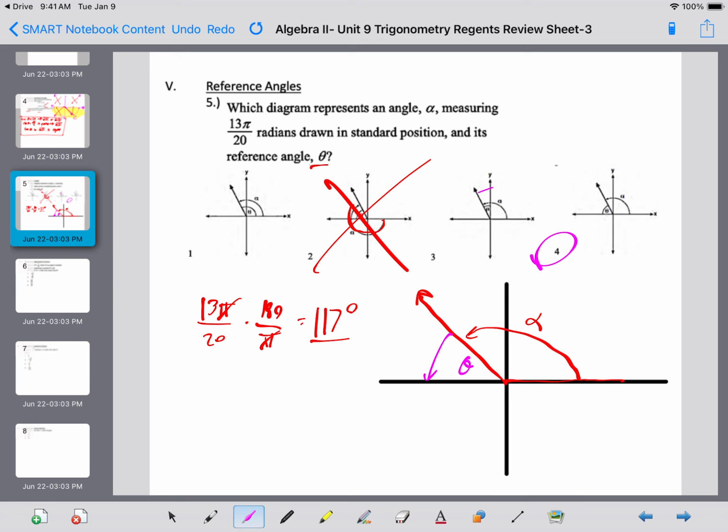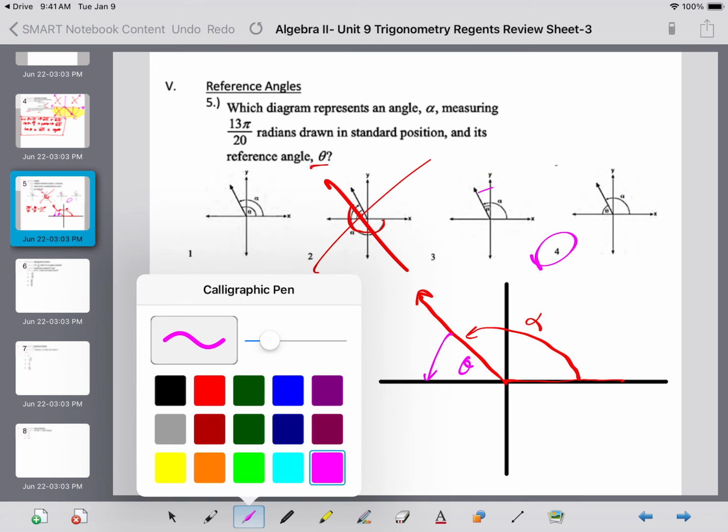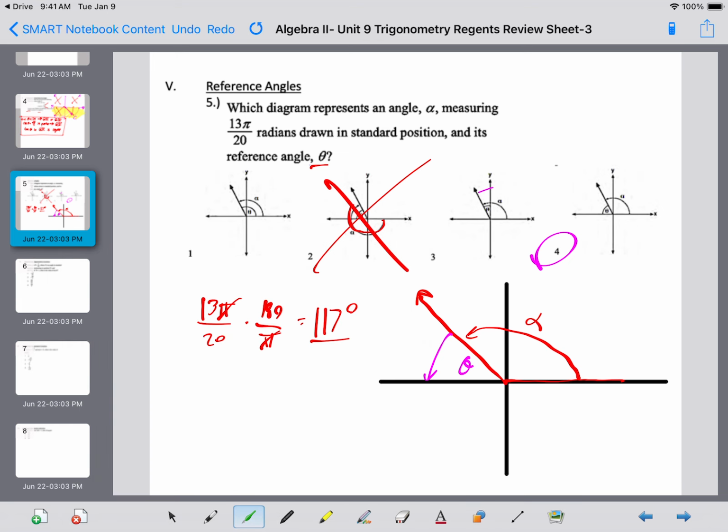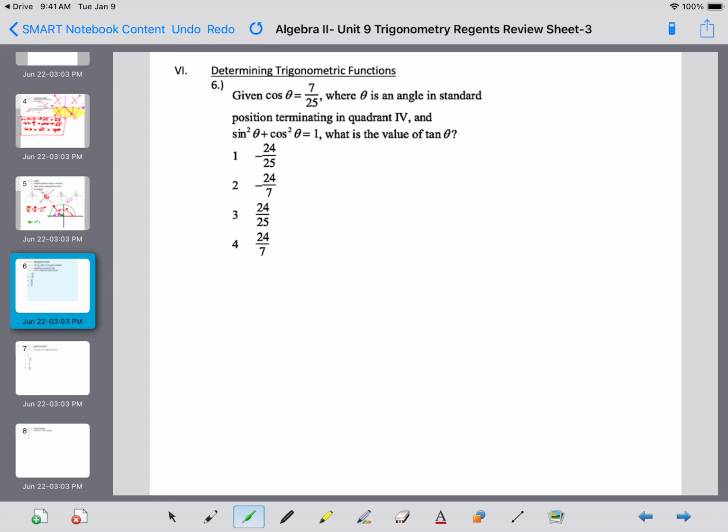If we wanted to solve for the reference angle, let's take it one step further. You know that the bigger angle here would be 180, so you would take 180 and subtract 117, and you get 63. So your theta is actually 63 degrees, right? But that's just taking it a step further. You didn't have to do that.